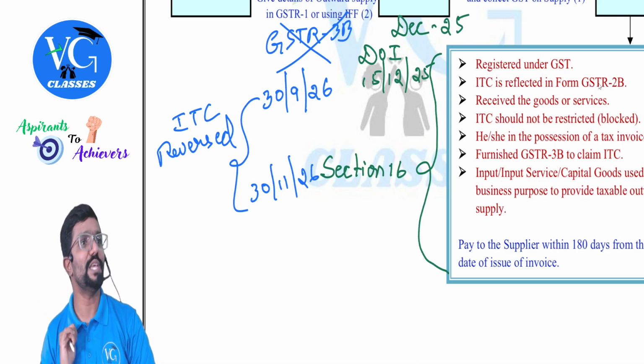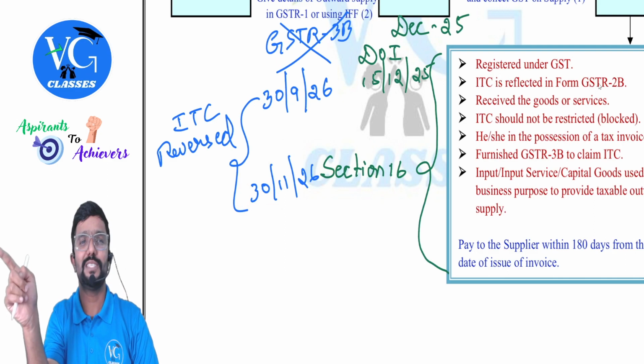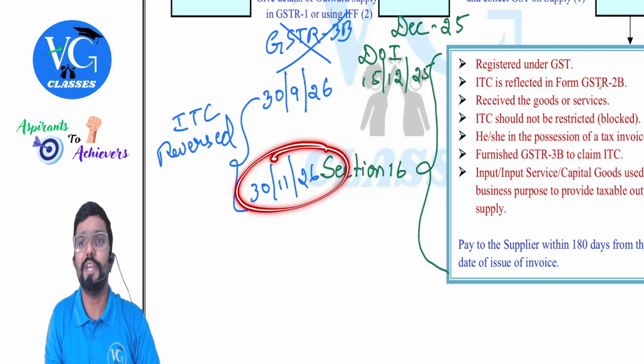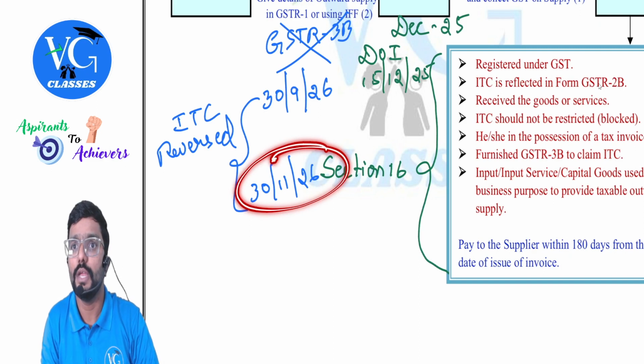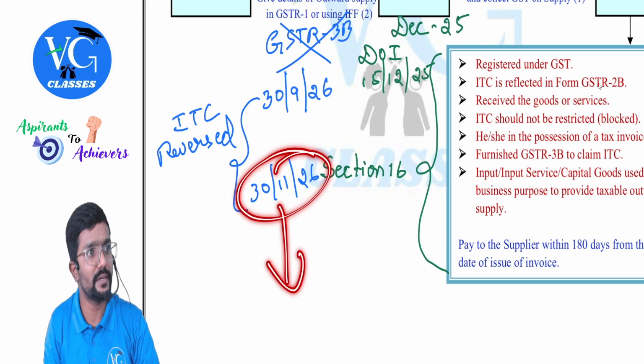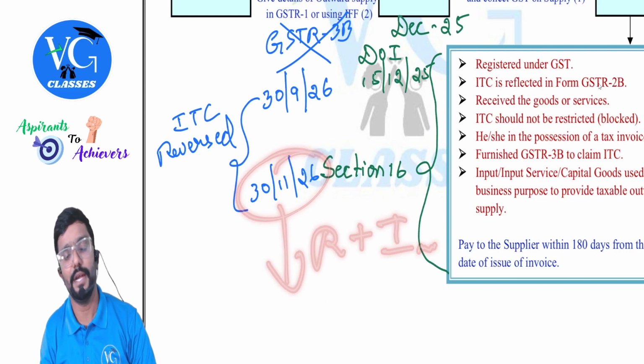For whom? Recipient. That means still here no interest? No, because the mistake was not of the recipient. If it is reversed before this date, no interest. But if it is reversed after this date, you have to reverse, but along with interest, guys.